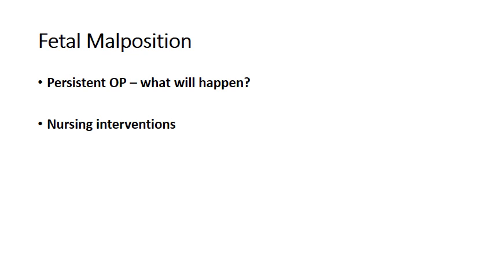Fetal malposition. We'll start with persistent occiput posterior position, because this is the most common form. If you remember from the labor processes presentation, the fetus should be delivered in the occiput anterior position, ideally, which means that the occiput, or the back of the fetal head, is towards mom's front and the baby is facing towards mom's back. This position allows the greatest amount of flexion of the neck, so that the fetus can get up and under that pubic bone and come out.